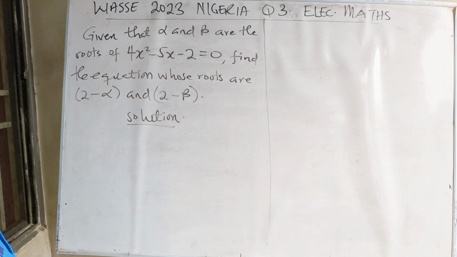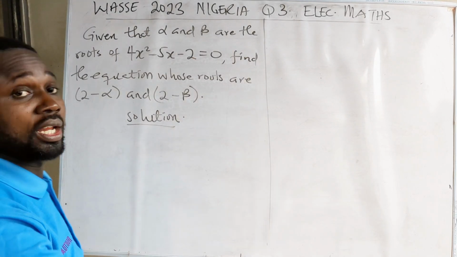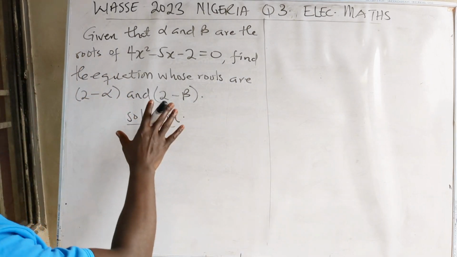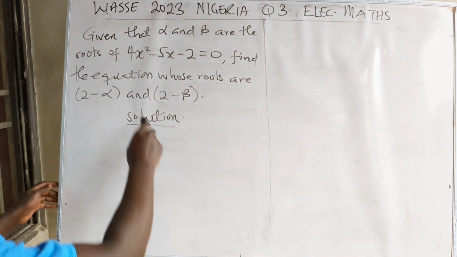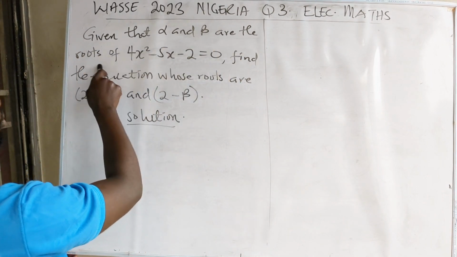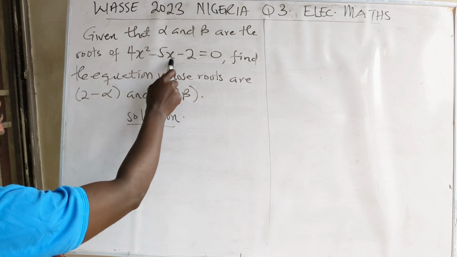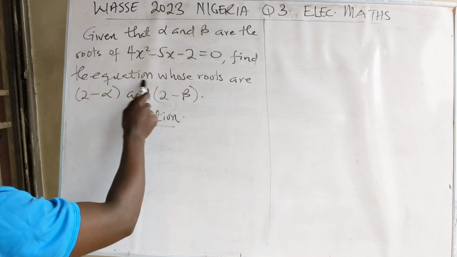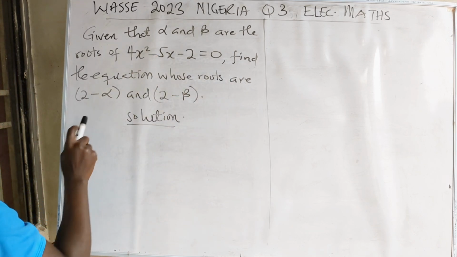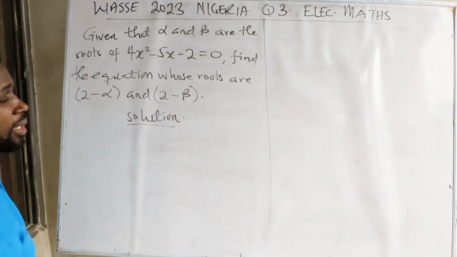Let's look at this question. WASSCE 2023 Nigeria, question 3 on elective maths. This is on quadratic. Given that alpha and beta are the roots of 4s squared minus 5s minus 2 equal to 0, find the equation whose roots are 2 minus alpha and 2 minus beta.